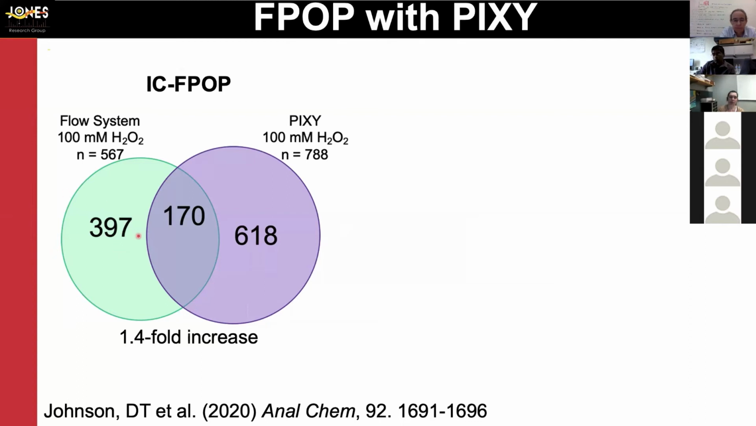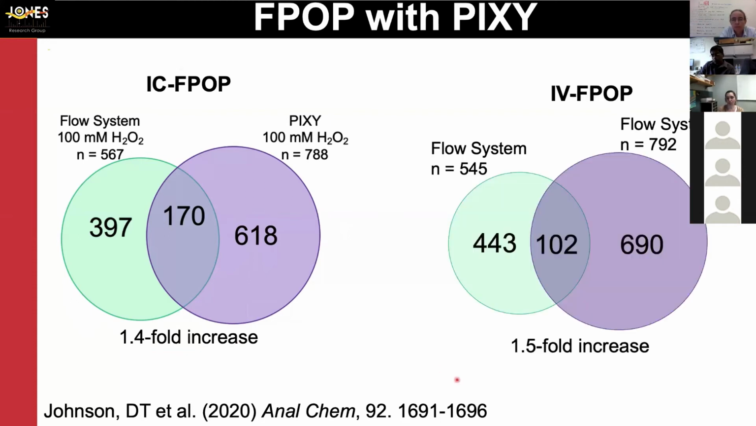So with in-cell FPOP in PIXI, we actually get more proteins modified. We get a 1.4-fold increase. We've also done this with the worms, and in the worms, we get a 1.5-fold increase in the number of proteins modified. So we do have FPOP working in this system pretty well. There are still some other parts of the automation that we're trying to get working, but we are very happy with this system, and it'll be very useful for studying signaling and protein folding in the cell.